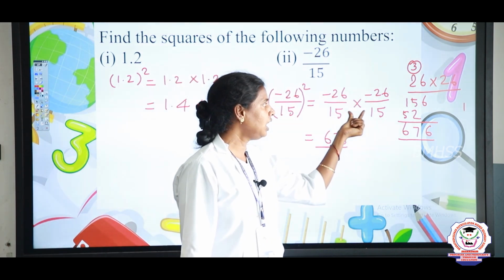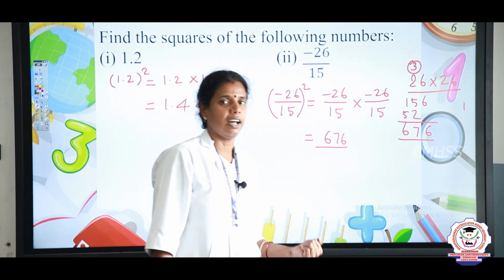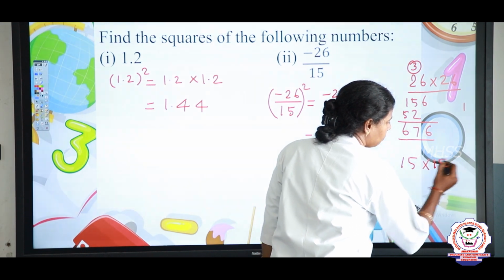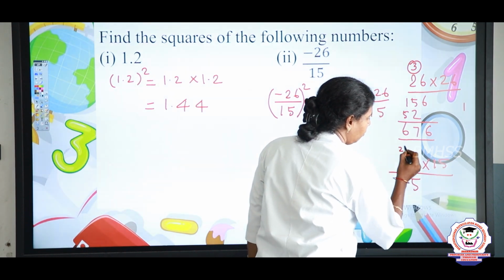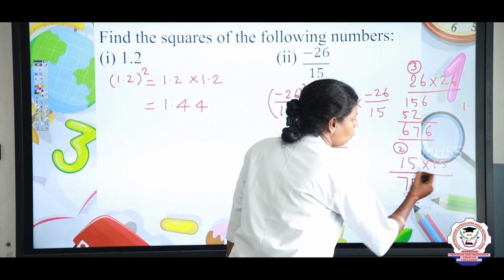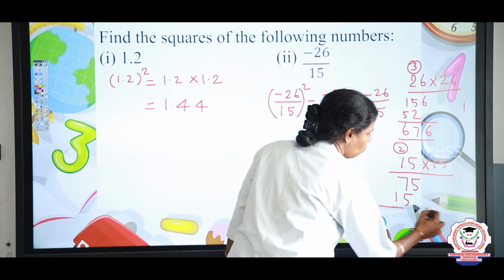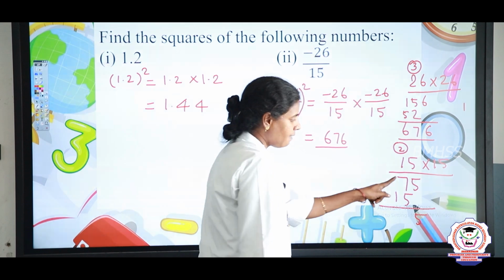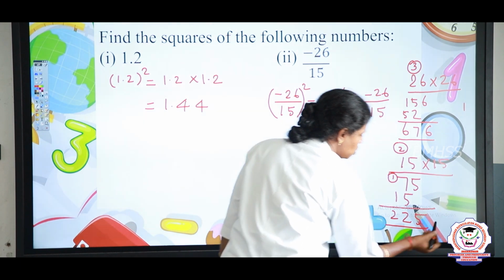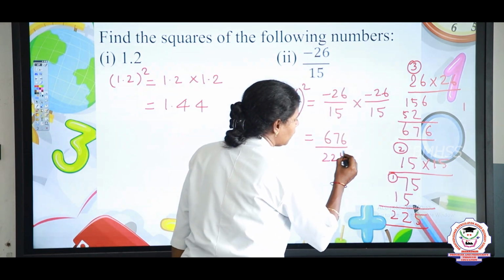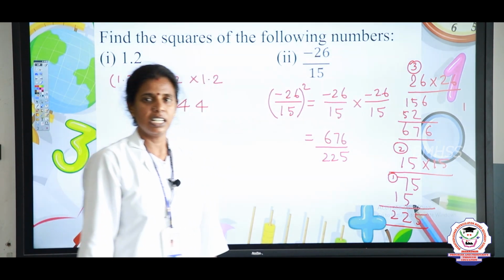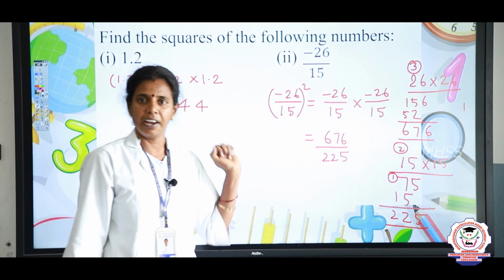What is the denominator? 15 into 15. 15 15s are... If you want, you can multiply, children. 15 into 15. 5 5s are 25. 5 1s are 5. 5 plus 2 is 7. 1 5s are 5. 1 1s are 1. Add this 5. 7 plus 5 is 12. 2 remaining, will be 1. 1 plus 1 is 2. So 15 15s are 225. If you know the answer, 15 15s are, directly you can write 225. Is it clear how to square a decimal number and a rational number?